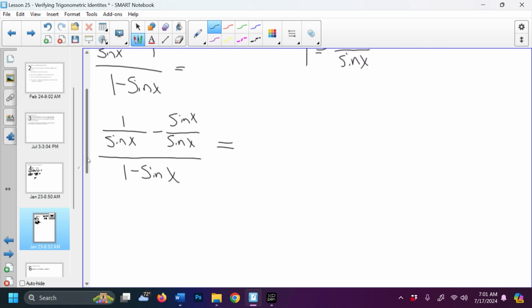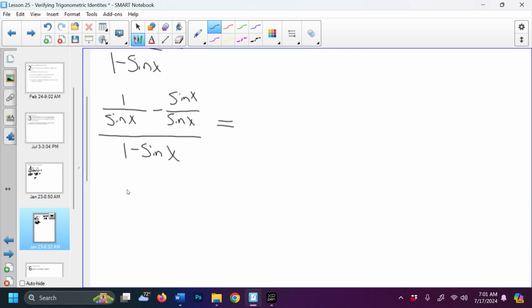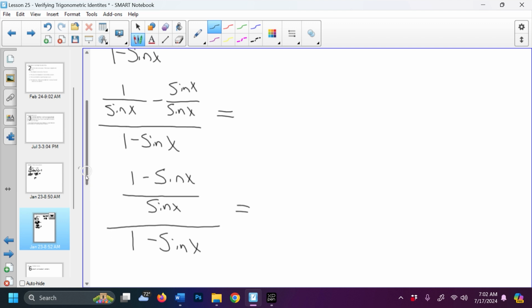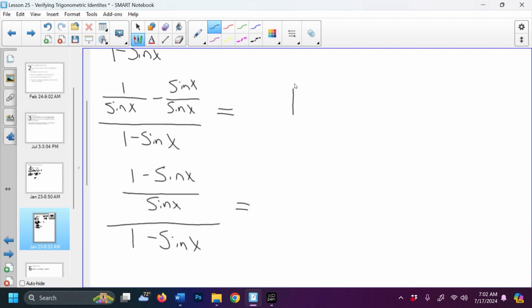Now the reason I did that is because now I can combine this into a single fraction. And that single fraction is 1 minus sine x all over sine x, all over 1 minus sine x. Since these two fractions have common denominators, I can simplify them into a single fraction. All right, so I can here add fractions.